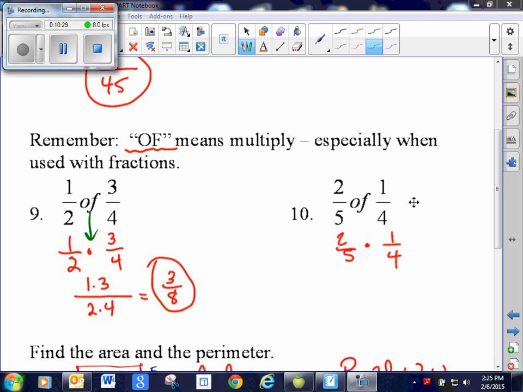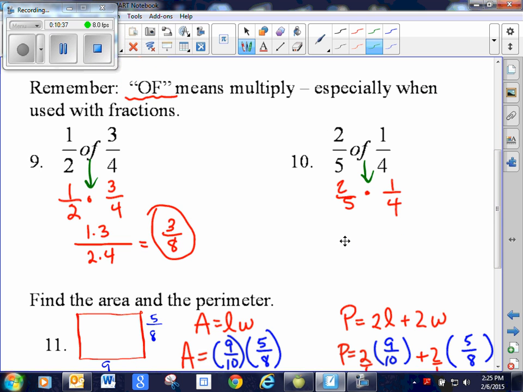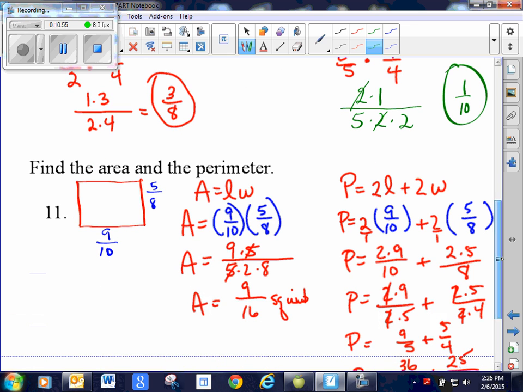Okay, let's try this one. 2/5 of 1/4. Replace the word "of" with the multiplication sign. 2/5 and 1/4, single fraction bar. 2 times 1 and 5. And I'm going to break this 4 up into 2 times 2 since I've got a 2 up here that'll cancel. Put it back together again and you end up with 1/10 being your final product.